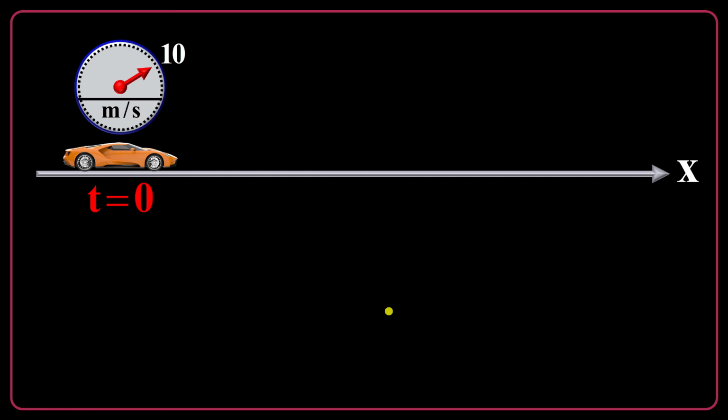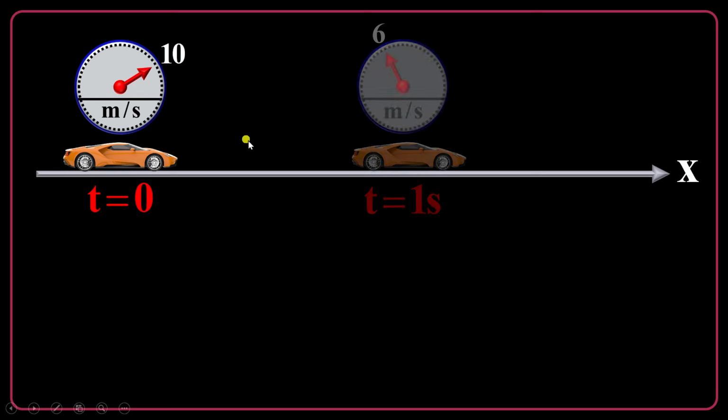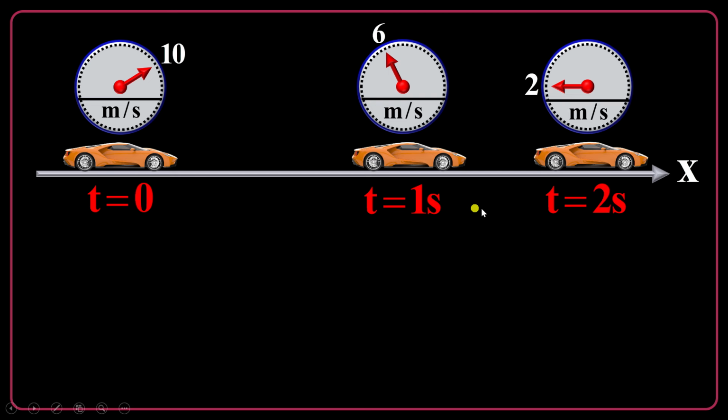But look at this case. It is also very interesting. Suppose that at t equals 0, the beginning time, the car has a speed of 10 meters per second. But if I check the speed, it is 6 meters per second 1 second later. And then if I check it again 1 second later, I see 2 meters per second. So the car is decelerating. Basically, it's losing velocity, 4 meters per second in each second.